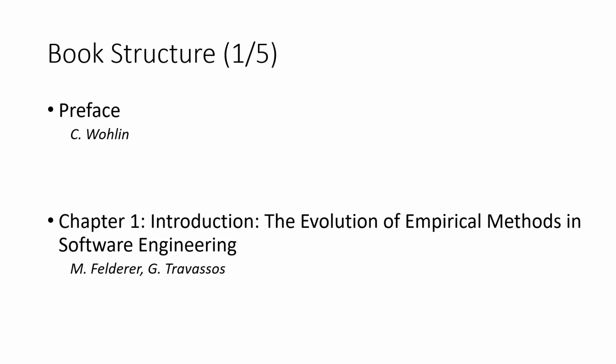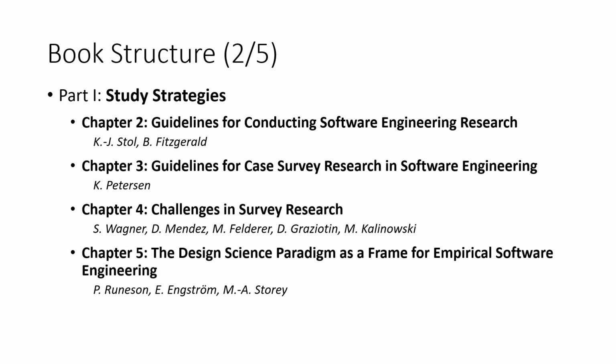So the first one is the preface by the well-known software engineering researcher Claes Wohlin, and then we have an introductory chapter about the evolution of empirical methods in software engineering, where we give an overview of the application of empirical methods from the very beginning of the field of software engineering up to today, which finally results in this book with its 4 parts.